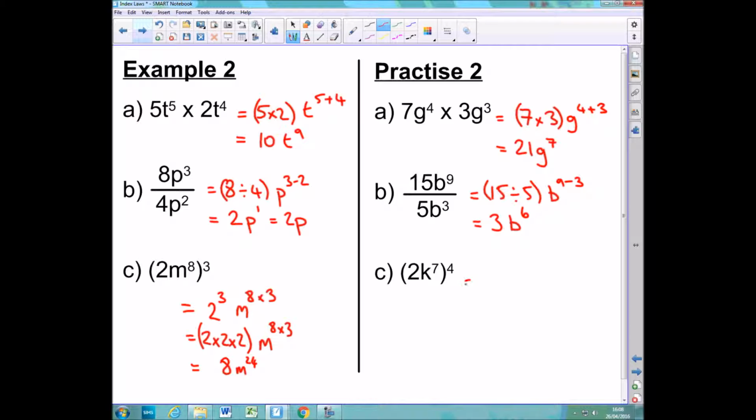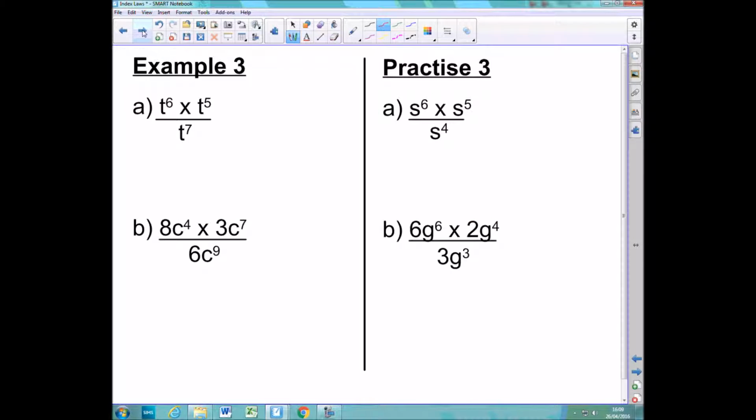Okay, so this next one, I've got 2 to the power of 4. Then I've got k to the power of 7 to the power of 4. So I've got to times those two. So 2 to the power of 4 is 2 times 2 times 2 times 2. And then I've got k to the power of 7 times 4. So 2 times 2 is 4, times by 2 again is 8, times by another 2 is 16. K to the power of 7 times 4 is 28. So here I've got 16k to the power of 28.